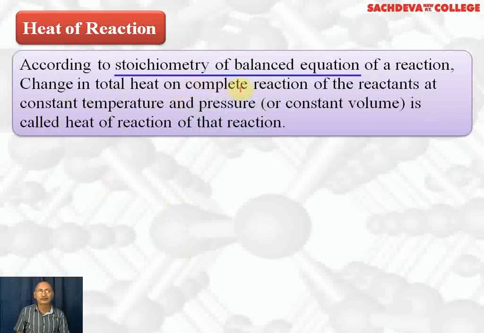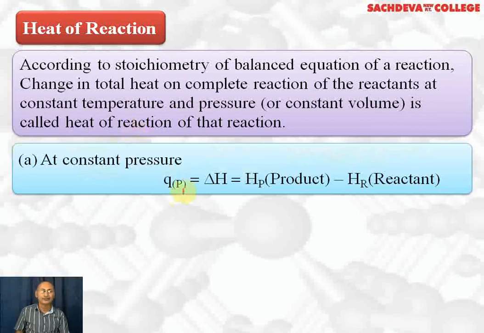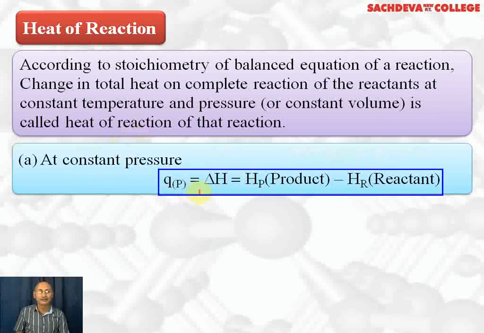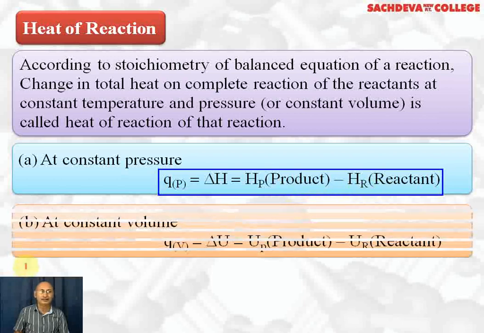Next, we are taking heat of reaction. According to the stoichiometry of the balanced equation of the reaction, the change in total heat on the complete reaction of the reactants at constant temperature and pressure is called heat of reaction. It can also be defined as the amount of heat evolved or absorbed when the reactants react completely to form the products according to the balanced chemical equation. At constant pressure, Q at constant pressure is equal to delta H, which is equal to Hp of products minus HR of reactants. Hp is enthalpy of products, HR is enthalpy of reactants.